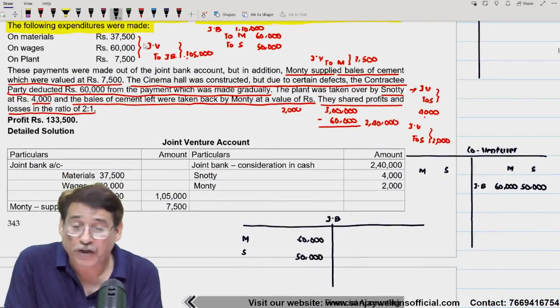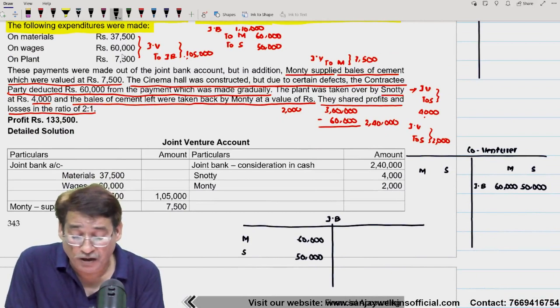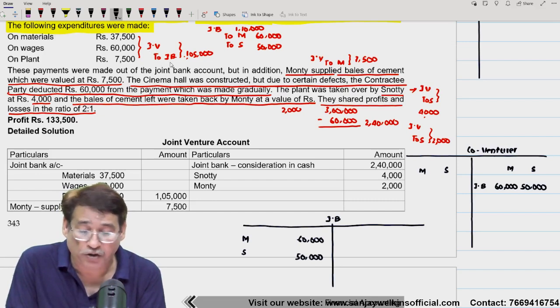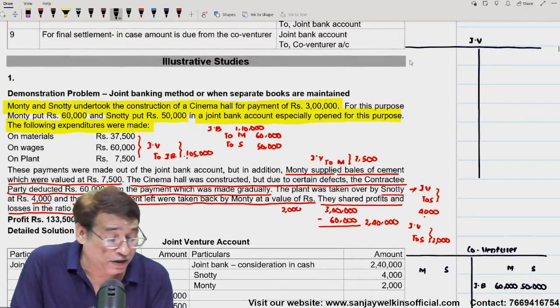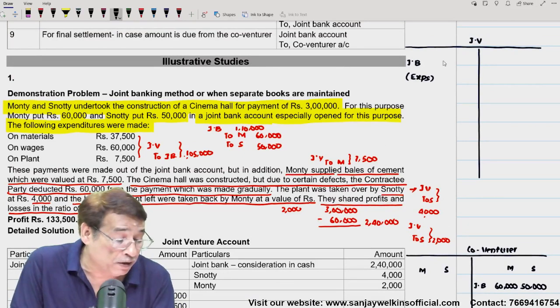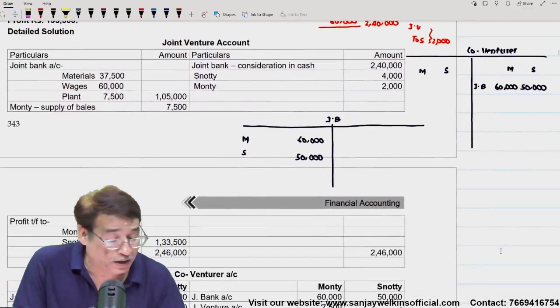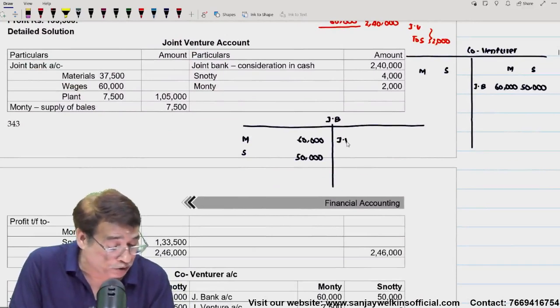The second entry was with respect to the expenses which this co-venture incurred: 37,500 on material, on wages 60,000, on plant 7,500. We are going to write the entry joint venture to joint bank, and the total will be 1,05,000. Because the joint venture account is getting debited, on the debit side of the joint venture account I am going to write to joint bank, in bracket expenses, total expenses incurred 1,05,000. Towards the credit side of joint bank, I am going to write by joint venture, in bracket expenses.